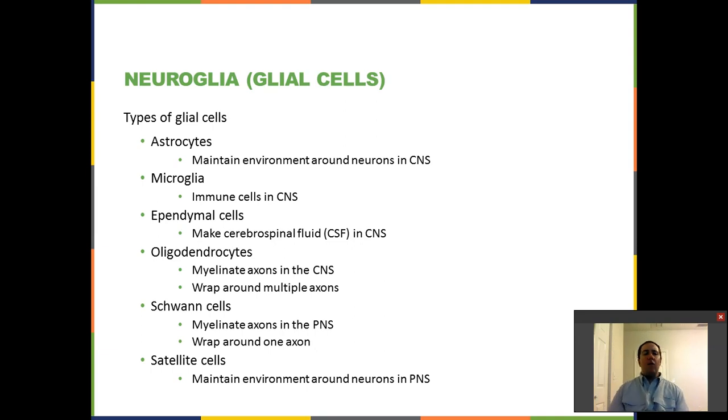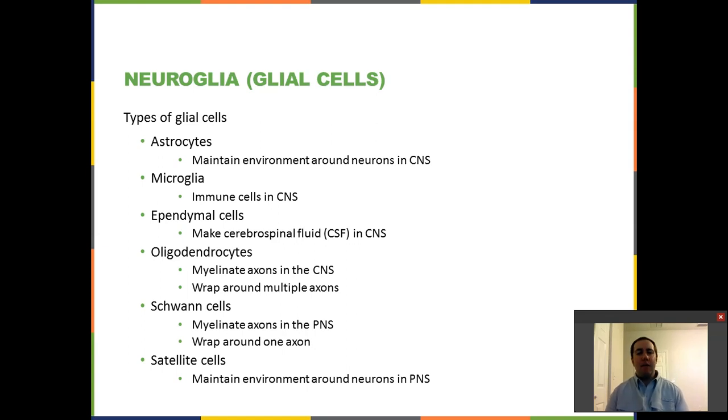But right now, notice that oligodendrocytes are in the central nervous system, and they wrap around multiple axons. Schwann cells put myelin on axons that are in the peripheral nervous system, and they wrap around one axon. Schwann cells are in the PNS, oligodendrocytes are in the CNS. Oligodendrocytes wrap around multiple axons, Schwann cells wrap around one axon.